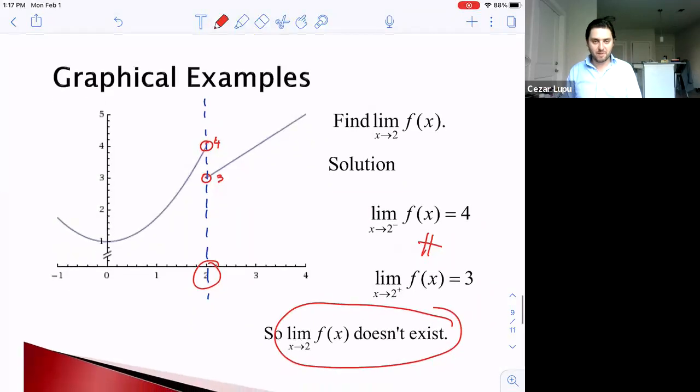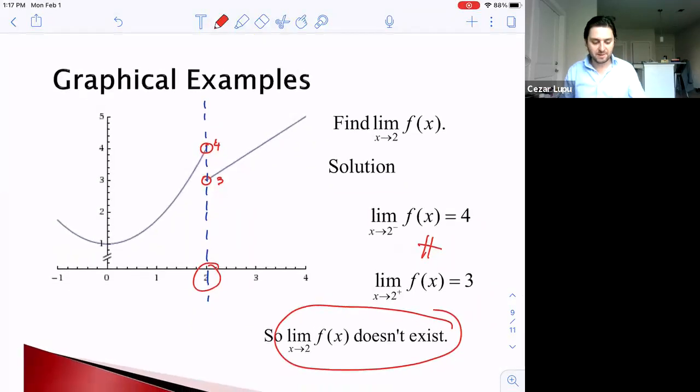Is the example clear for everybody? Does it make sense? Okay.